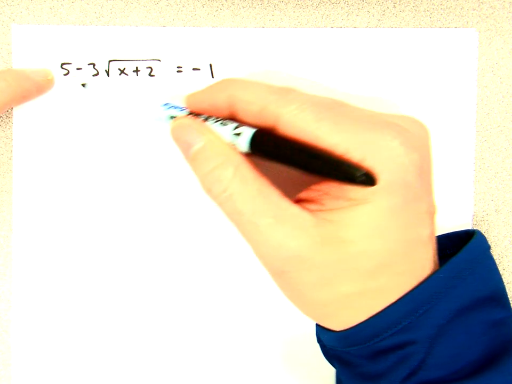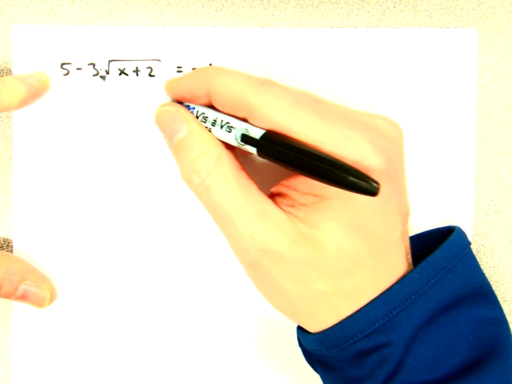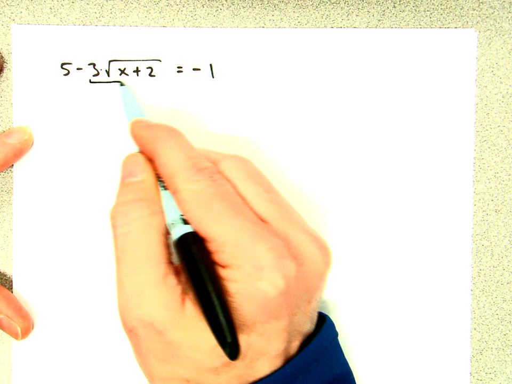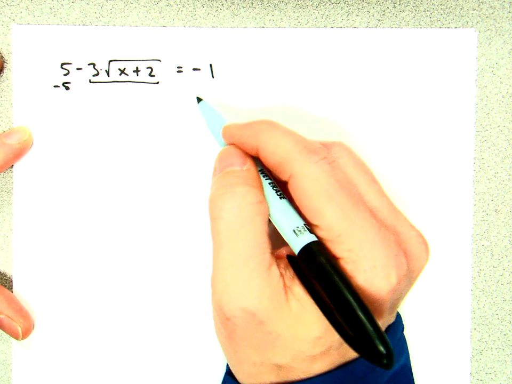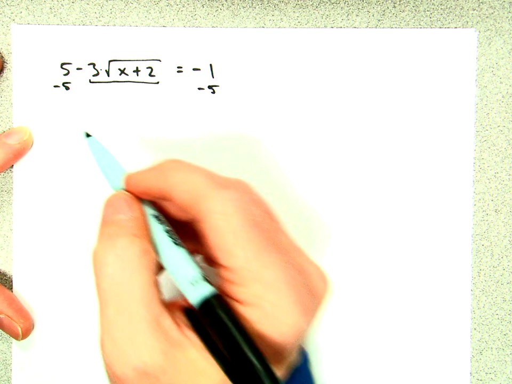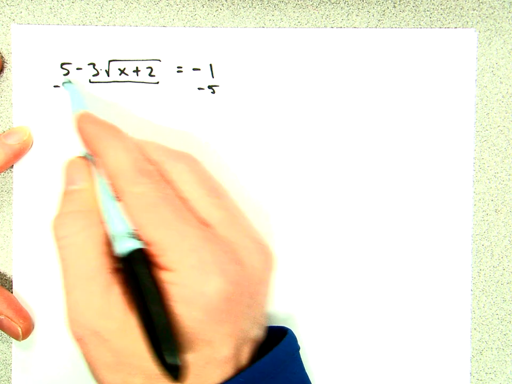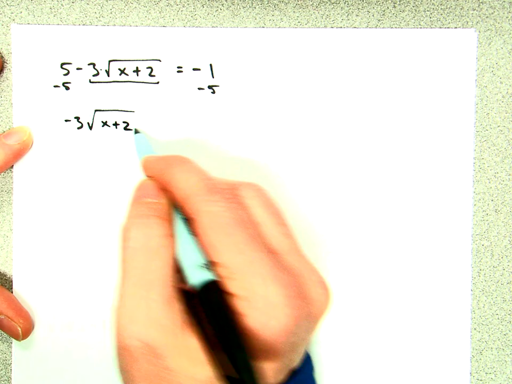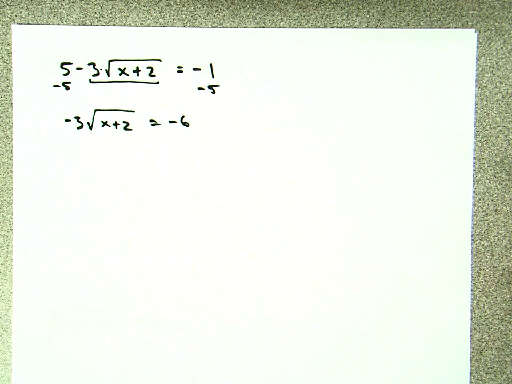Now, don't be tempted to do 5 minus 3, because remember, this is 3 times the root. We would have to do multiplication first. So this is the term with the x. That means the 5 has got to go. So if I subtract 5 from both sides, I'll still be left with the negative 3, because the 5 is positive, the 3 is negative. Negative 1 minus 5 is negative 6.